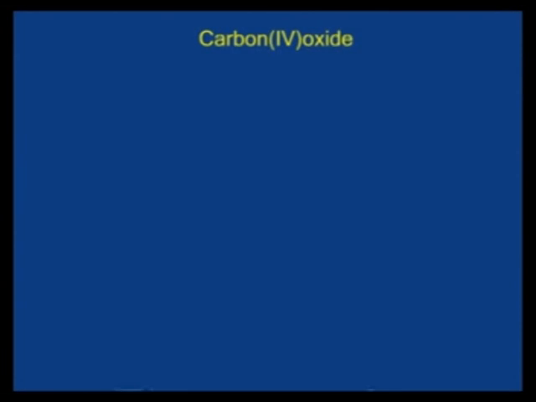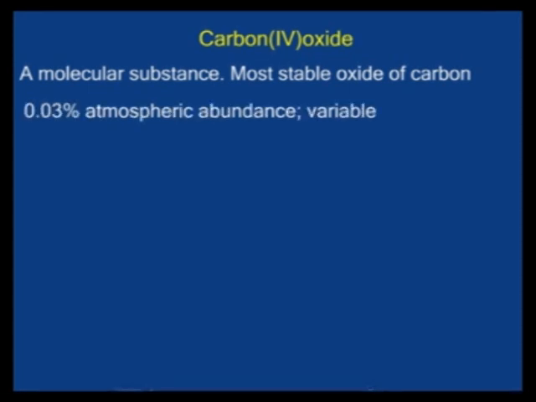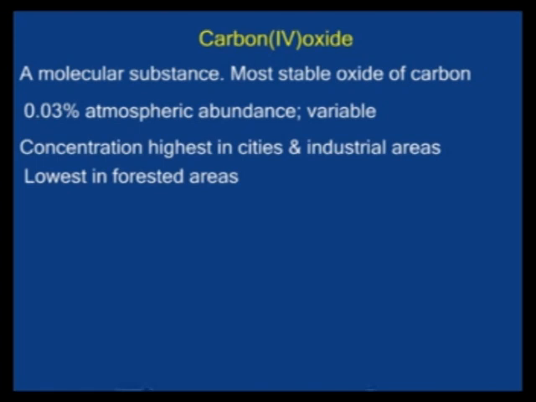Let's look at the first compound of carbon, and that is carbon 4 oxide. Carbon 4 oxide is a molecular substance and the most stable oxide of carbon. It has a 0.03% atmospheric abundance. This concentration varies, with high concentration seen in cities and industrial areas. The concentration is, however, low in forested areas.